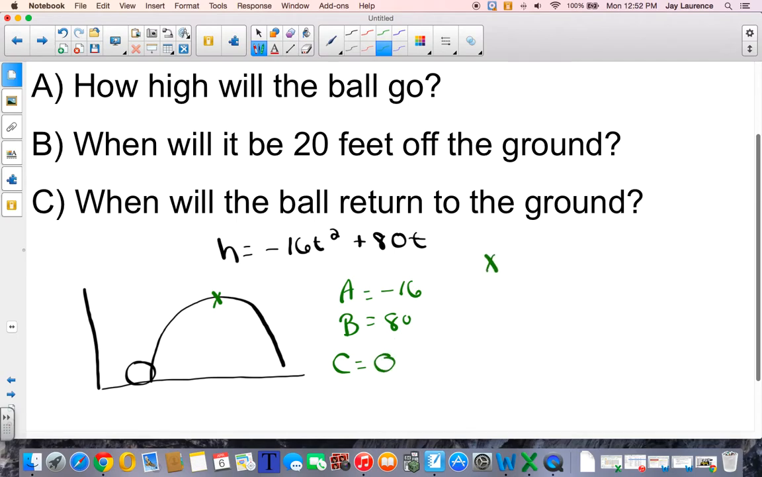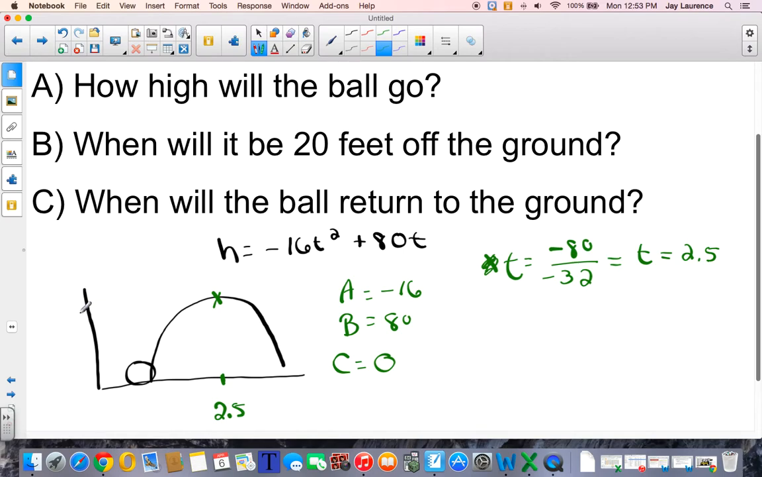So to find the vertex, oops, I guess I should be using t. Okay, I'll have the negative 80 over negative 32. Where'd I get the 32 from? 2a. I expect you to know this by now. All right, I think that's going to come out to be 2.5. Let me just double check that. Yes, 2.5. Does that mean the ball goes 2.5 feet off the ground? No, of course not. What does t stand for? Time. That's the seconds. So right here, it's going to be at 2.5 seconds.